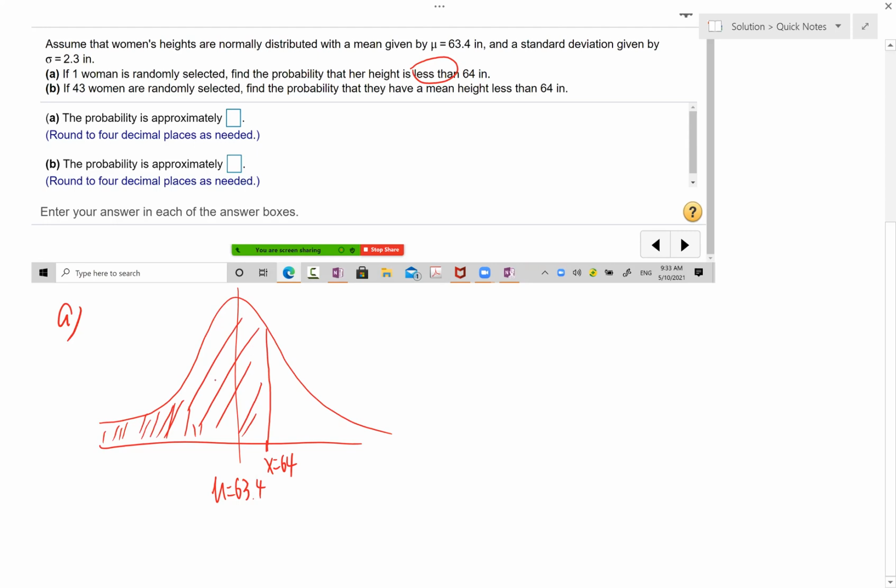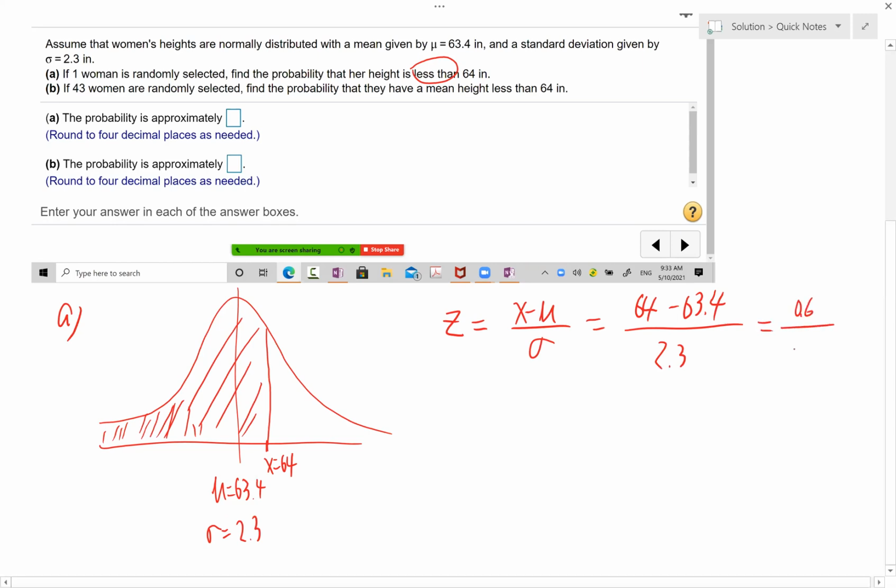Now, again, we're going to use the z-score formula to find the corresponding z-score. The standard deviation is 2.3. So it's x minus mu over sigma. So it's going to be 64 minus 63.4 divided by 2.3. So this turned out to be 0.6 over 2.3.